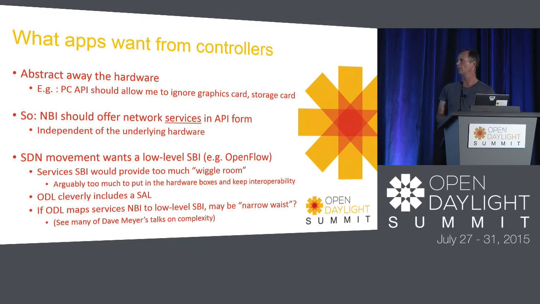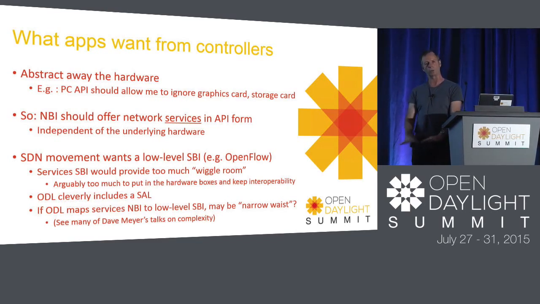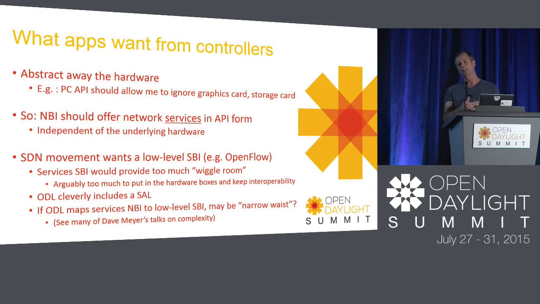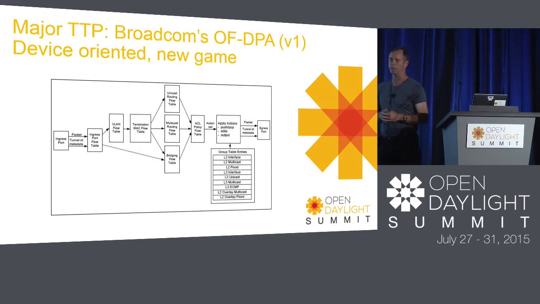And the software-defined network movement wants a low-level southbound interface, so we want OpenFlow in order to manipulate the specifics of hardware devices, but then we want to abstract that away when we get up to the services abstraction layer. TTPs are the mechanism for doing that, and we'll share that going on. So here's a graphical picture of a major TTP.